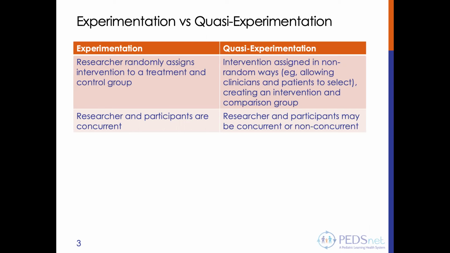Quasi-experimental trials may or may not involve, on that second row, the researchers and participants moving forward concurrently. They could be non-concurrent. The intervention is assigned in a non-random way, often allowing clinicians and patients to select which treatment to take. And then we use causal inference methods to try to adjust for differences between the groups. And when you allow for non-random assignment of intervention, there's an intervention group, but the group without the intervention is not called a control group, it's called a comparison group.